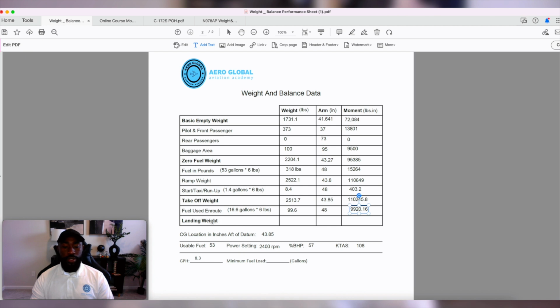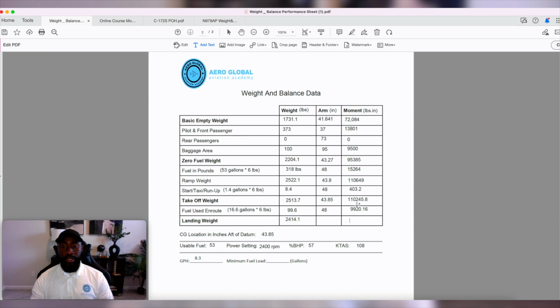So the next thing we do here is calculate the landing weight. So in order to get the landing weight, we basically just want to subtract the fuel we use from the takeoff weight. It's pretty logical, right? To get our landing weight. So take 2513.7, subtract 99.6 from that, and we get 2,414.1 pounds. And in order to get the arm, we'll have to do some math here.